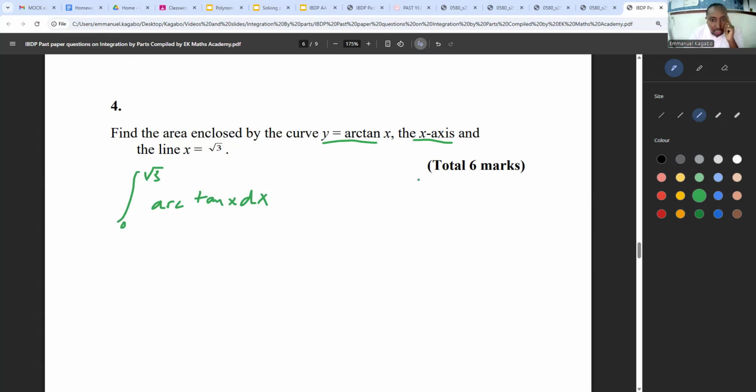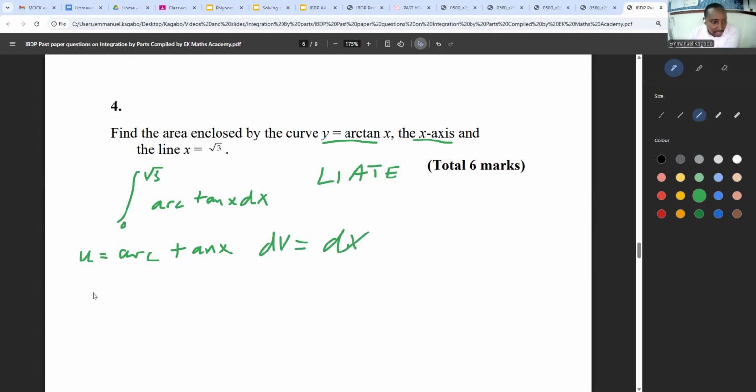Why is it by parts? So, do you remember this, guys? Don't forget that. It will always help you. Okay? So, the order is going to be what? Logarithmic function, inverse trigonometry, which is arc tan. So that means my u is going to be arc tan x, right? Arc tan x. Okay? Good. What's going to be my dv now? My dv is going to be dx.